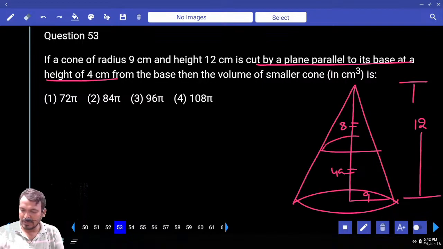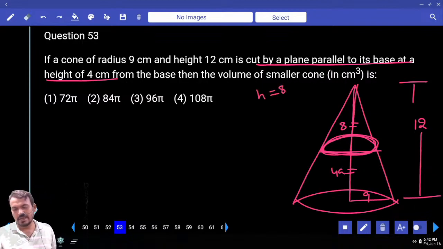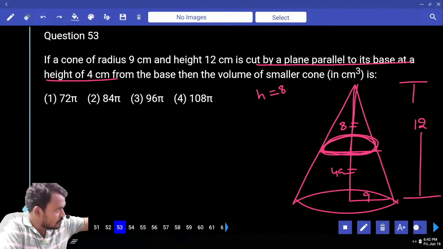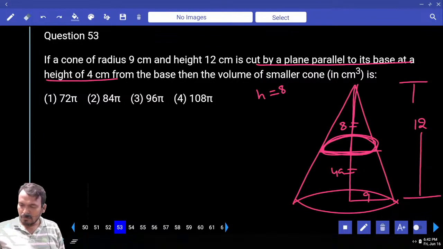Okay. Means again it forms a cone. One is the bottom cone, another one is the upper cone. What is the upper cone height? 8. And what is the heights ratio here? 4:8, which means 1:2. If heights are in 1:2, radius is also 1:2? Or what is the total height? 12. Total height is 12.